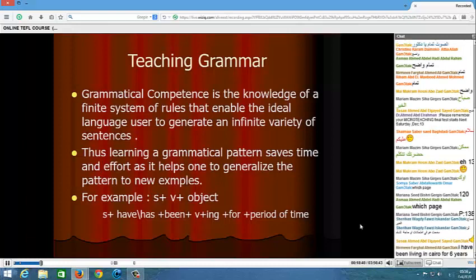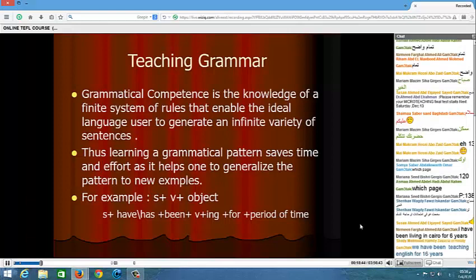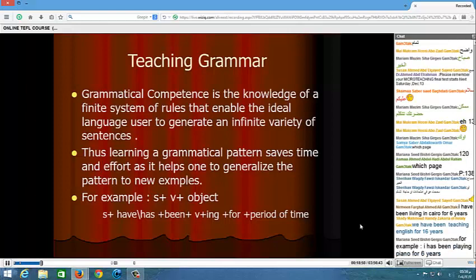Or by applying the rule, I've been living in Cairo for 6 years, that's right. Nermin, yes. I've been living in Cairo. We have a prepositional phrase here, in Cairo, which doesn't exist in the rule. But anyway, the sentence is correct. He has been traveling for 5 days. This is the correct application of the rule we have here.